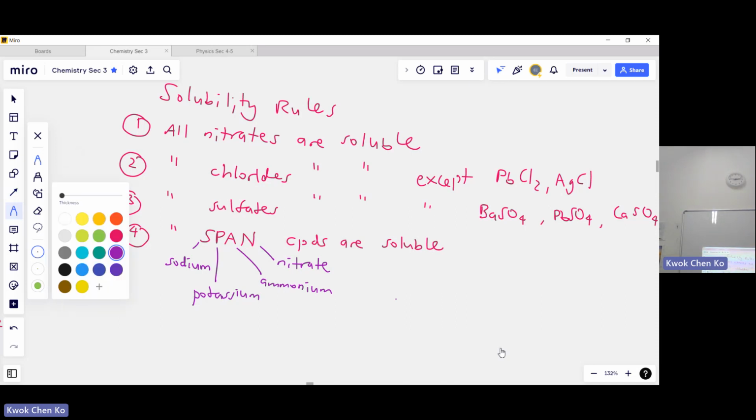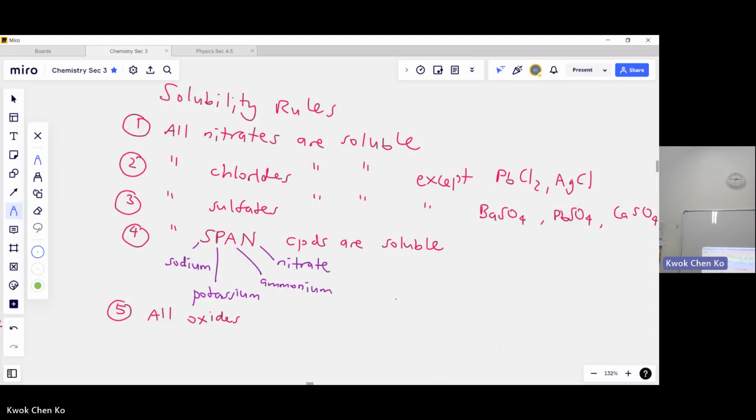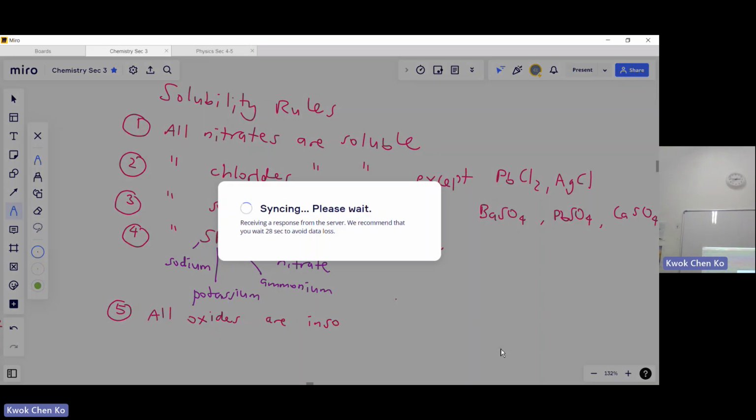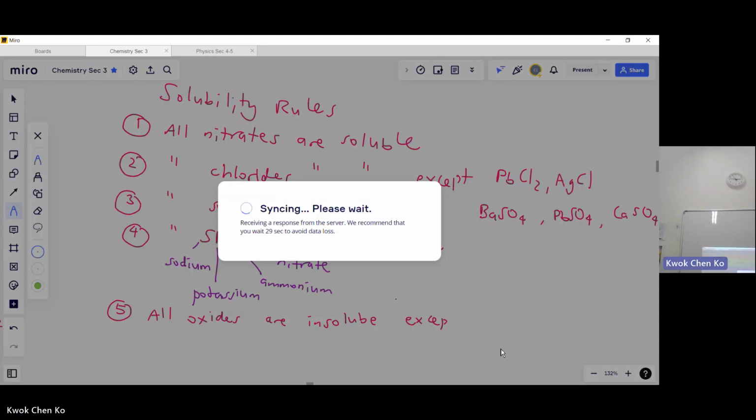Any more rules, Bernice? Which forms oxides. Then oxides are what? Insoluble. Any exceptions? Good. So guys, in this case, they tend to be insoluble, except sodium and potassium oxide. A bit slow today, just give me a moment. All right, all oxides are insoluble except sodium and potassium.